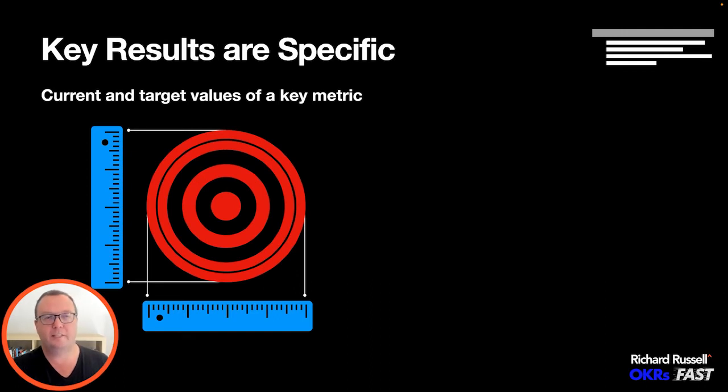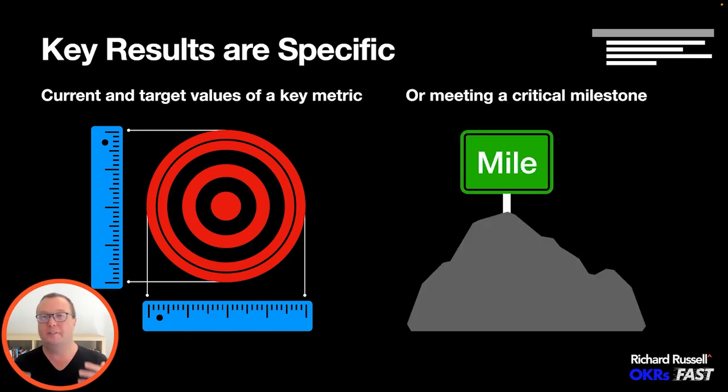So one of the things about key results is that they're specific. We want current and target values of a key metric, or perhaps meeting a critical milestone. But in whatever the key result is, we talk about this being a result, not an activity or a profit, but it should be something that when you have done it, you've done it. There's no debate. We shouldn't be talking about we want to improve our best practices, because how do we know if we've done that? We have to have a debate about whether we've done it or not, even once we've done it.